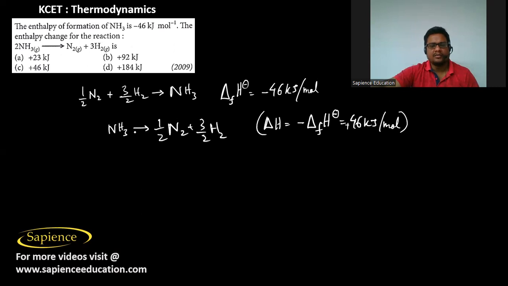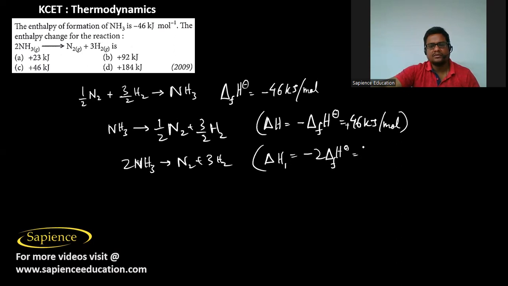Now if we multiply by 2 on both sides, then we will have 2 NH3 giving N2 plus 3 H2. Delta H, the enthalpy change, will be equal to minus of twice the formation enthalpy. So that will be equal to 46 into 2, that is 92, plus 92 kilojoule per mole. So that will be plus 92 kilojoule. So option B is the correct answer.